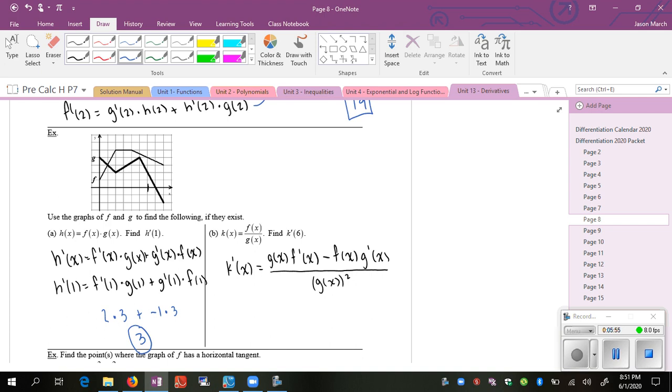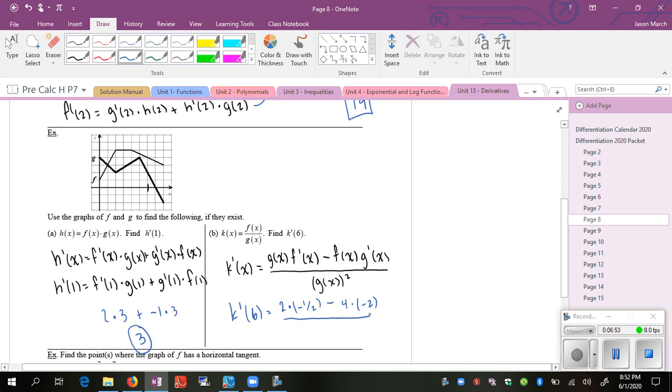So we have k prime of 6. When I do that, g of 6, the thick graph's y value at 6, is right here at 2, times f prime at 6, the slope of the thinner graph here, which is negative a half, minus f of 6, the y value of the thinner graph there, is 4, times g prime of the thicker graph there, which is negative 2, all over g of 6 squared.